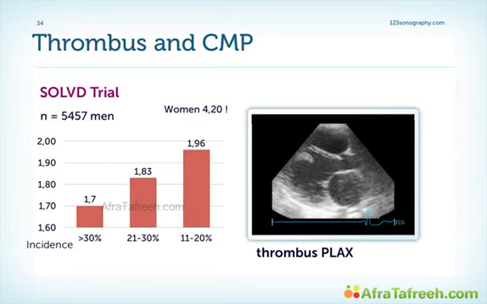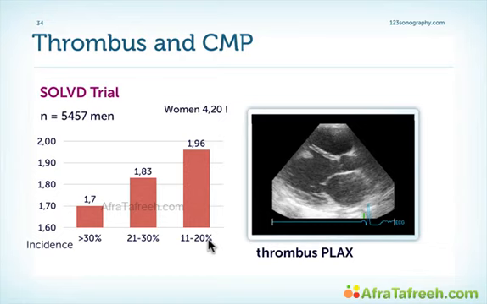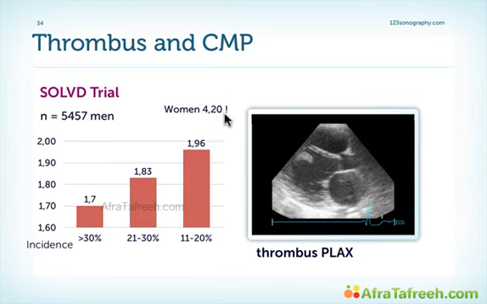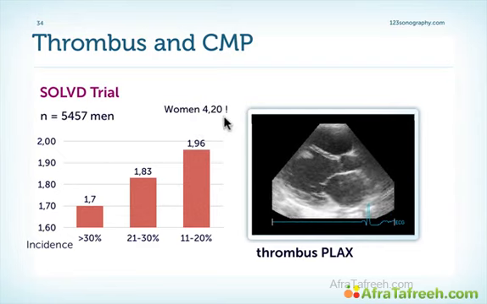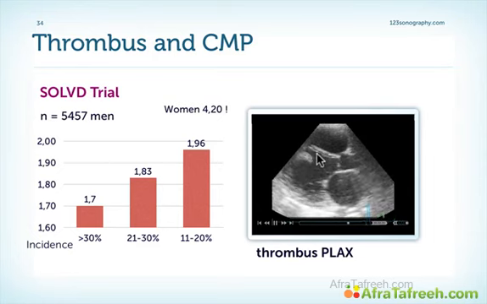This diagram shows you the risk of left ventricular thrombus and cardiomyopathy as it was found in the SOLVE trial. What we see is that we have an elevated risk which depends also on the degree of left ventricular function. In other words, the poorer left ventricular function is, the higher the risk is. This is true for men and even more so for women, which have an even higher risk. Here's an example, a parasternal long axis view in a patient with significantly reduced left ventricular function, where you can see a highly mobile thrombus which protrudes far into the left ventricle.